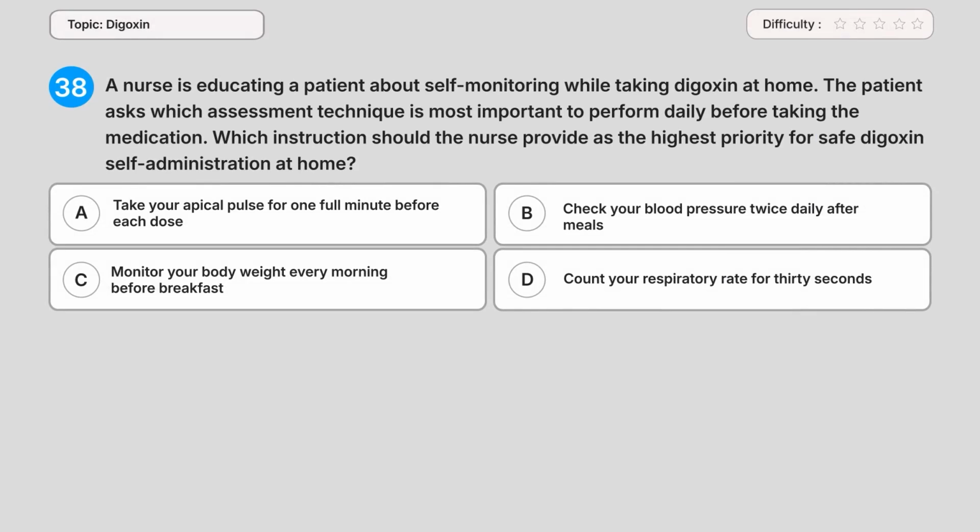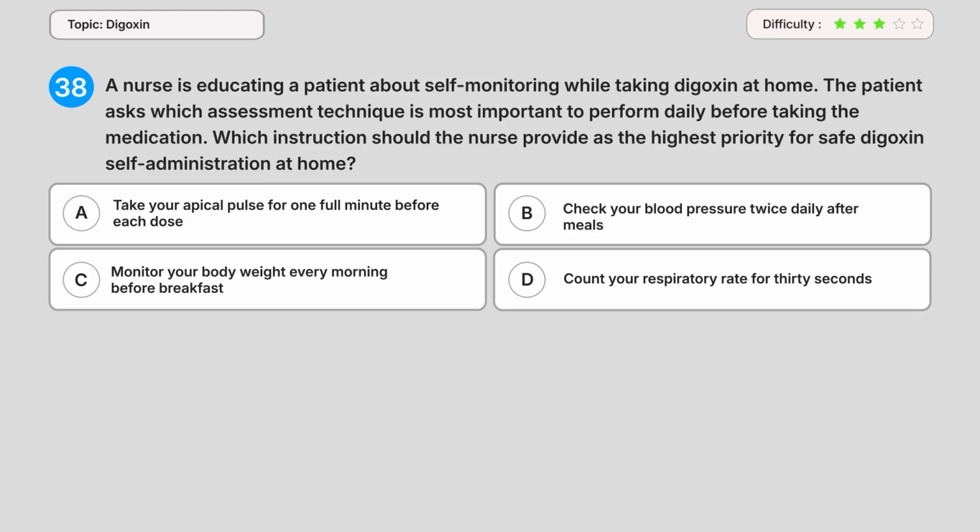38. A nurse is educating a patient about self-monitoring while taking digoxin at home. The patient asks which assessment technique is most important to perform daily before taking the medication. Which instruction should the nurse provide as the highest priority for safe digoxin self-administration at home?